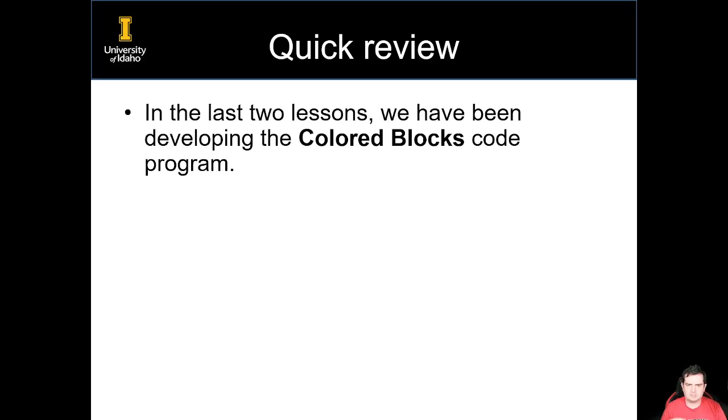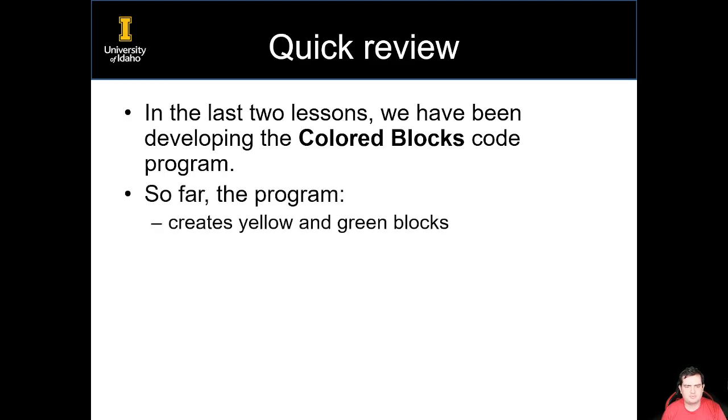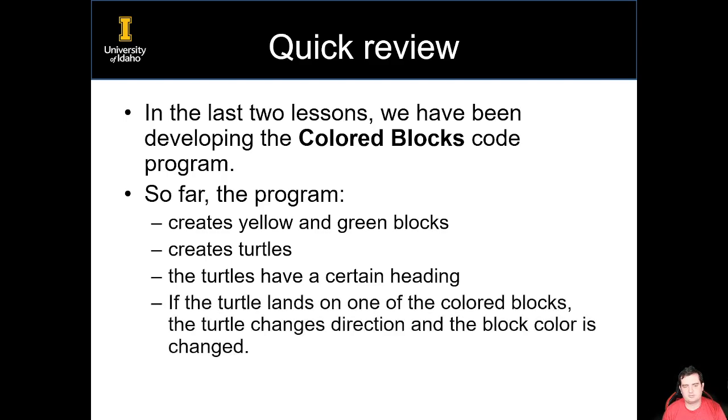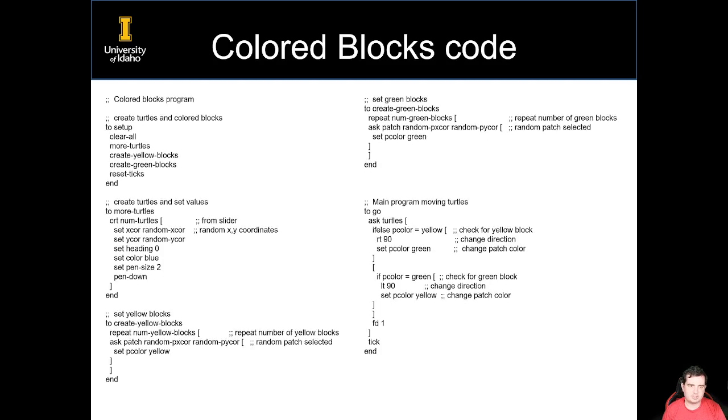Alright, so just as a quick review, in the last two lessons we've been developing this colored blocks code. So far in the program we have it create yellow and green blocks. It creates turtles. The turtles have a heading, either kind of north, east, south, or west. If the turtle lands on one of the colored blocks, the turtle changes the direction and the block color is also changed. As a general overview, this is probably what your program looks like.